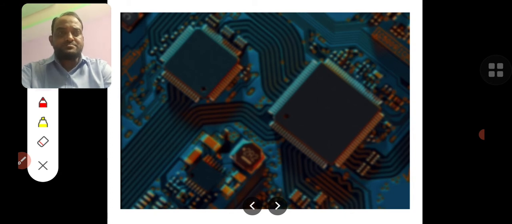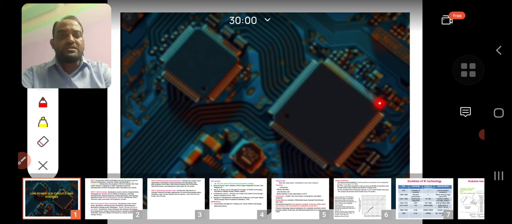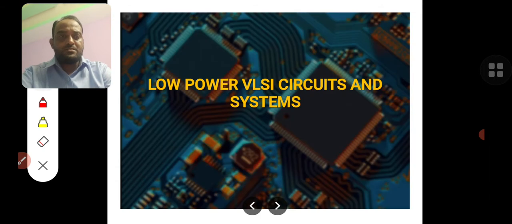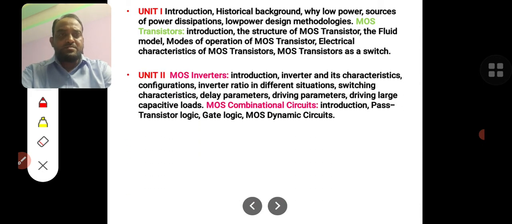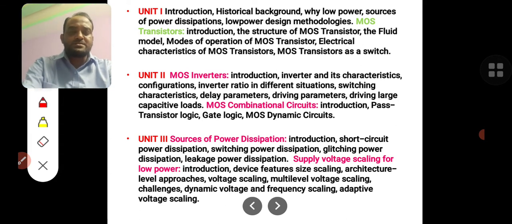In this lecture, I would like to give you the introduction about low power VLSI circuits and systems. This subject completely aims at power reduction of MOS circuits. So, the syllabus given by the university is like this.